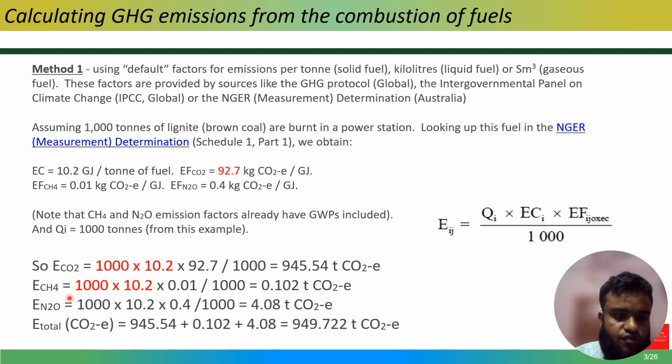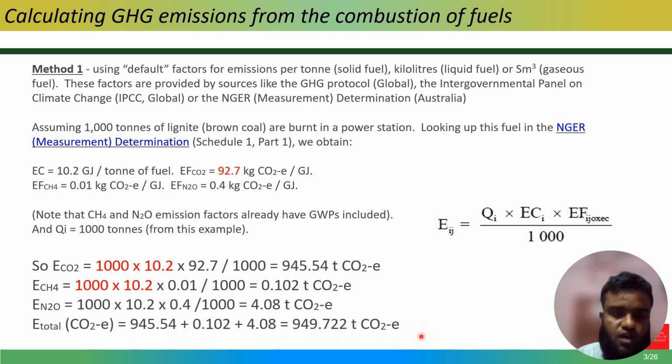Similarly, for methane, we can calculate with 1000 as the amount of fuel and the energy content of 10.2 for lignite, and the emission factor is given as 0.01, divided by thousands. For nitrous oxide, amount of fuel, energy content, emission factor divided by thousands, gives 4.08. Now the sum of all three makes 949.72 tons of CO2.